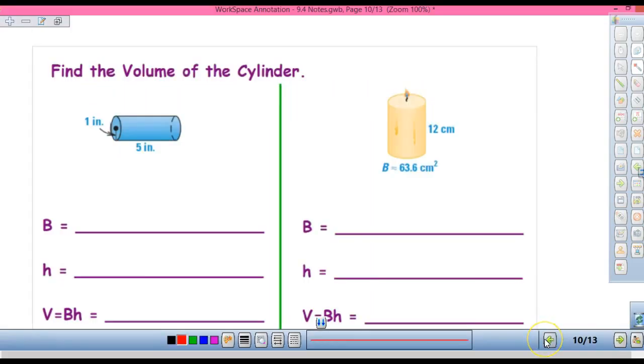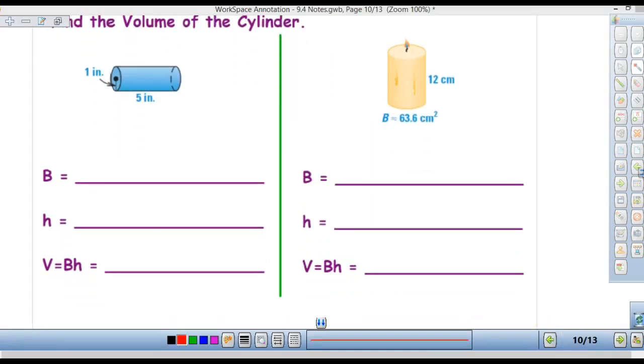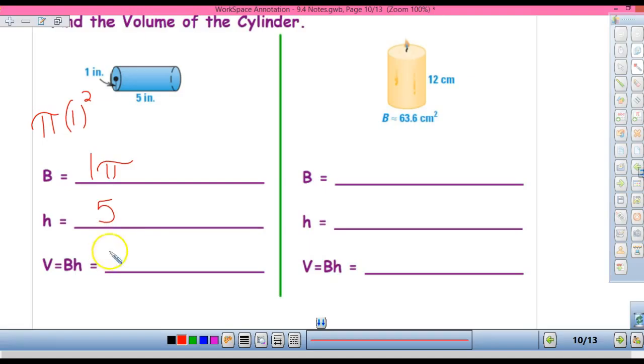If we do one more of those, this time my radius is 1, so we've got pi times 1 squared, so my base is 1 pi times 5, and we have 5 pi inches cubed.